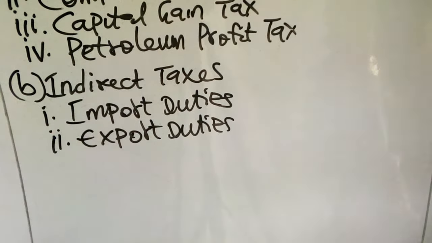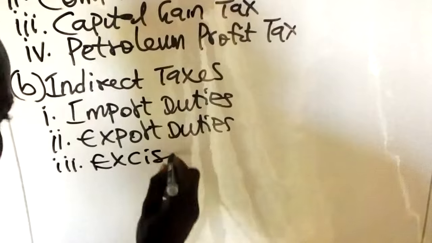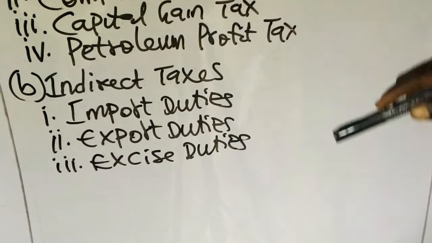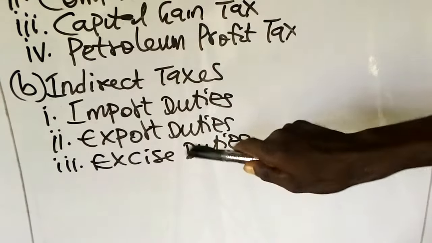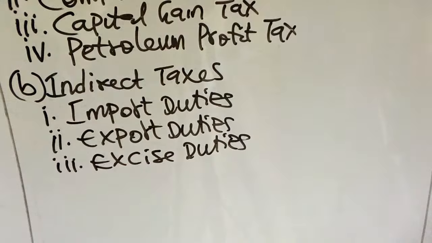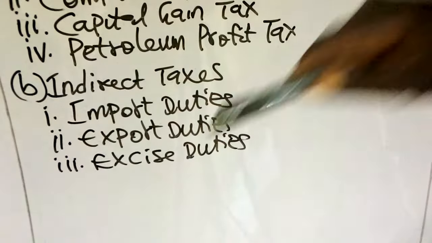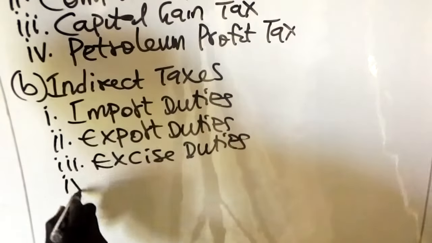The third example of indirect tax I'm going to look at is excise duties. Excise duties are taxes that are levied on goods that are manufactured within the country. I repeat, excise duties are taxes levied on locally produced goods, or locally manufactured goods.